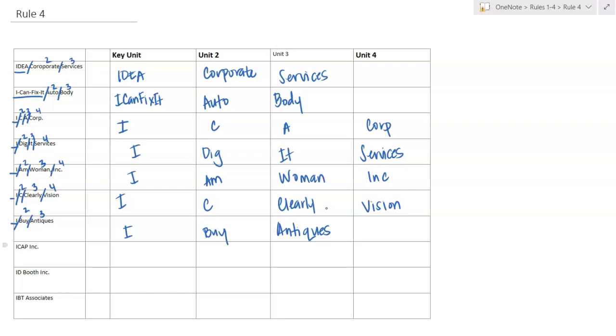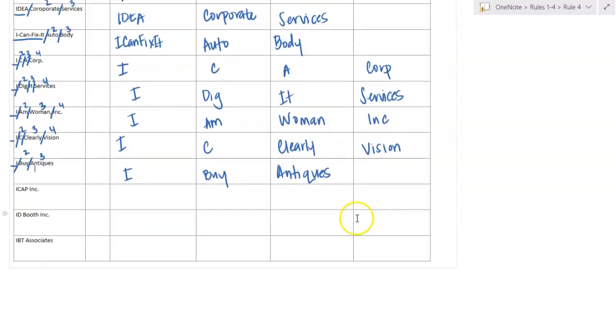Here we have I Cap Ink. Notice there are no spaces between the letters, so that is 1 unit. Here we have ID Booth Inc. ID is my key unit, Booth is unit 2, Inc is unit 3. The last one that we have is IBT Associates. There's no space, so IBT is an entire unit, and Associates is unit 2.